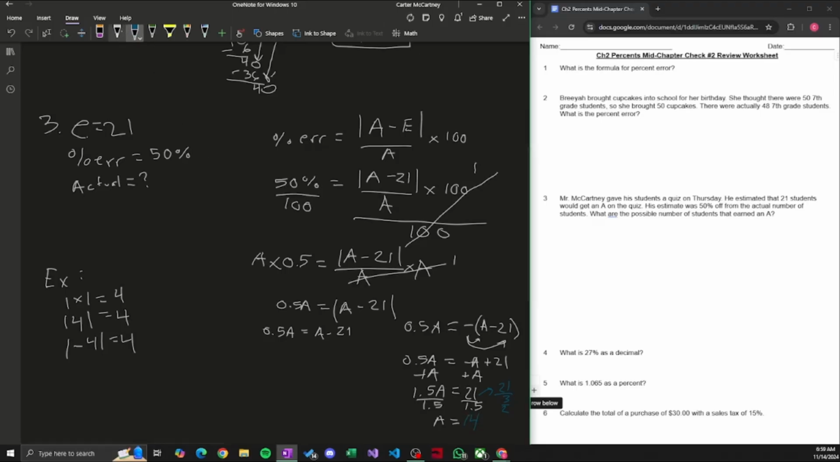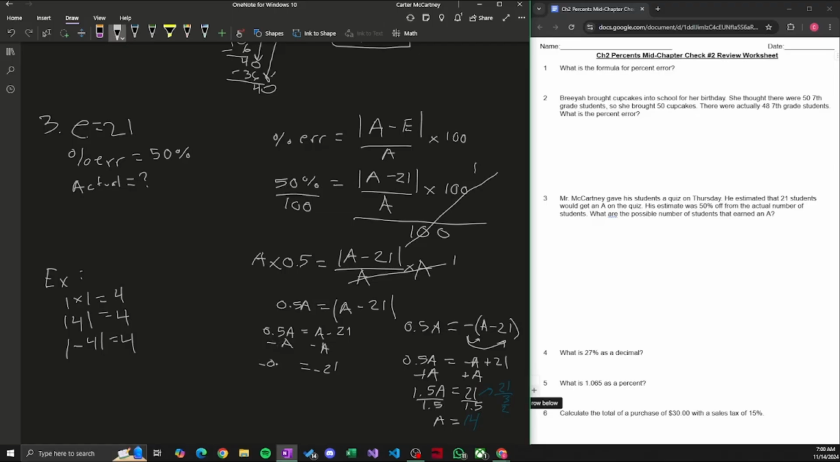Let's go ahead and go back to the other side. Let's solve this one. 0.5a equals a minus 21. So what we can do is subtract a from both sides. Because it's a positive a, we subtract it. A minus a is 0, so we're left with negative 21 on the right side. The left side, 0.5a minus a, so 0.5 minus 1 is negative 0.5.